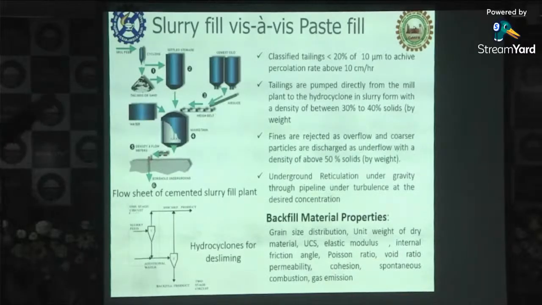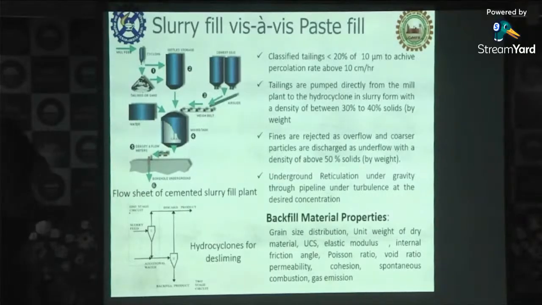So this is the main basic outline of a paste fill hydrofill plant. The material from the mill comes to the hydrocyclones. Hydrocyclones basically use the principle of centrifugal force to classify the tailings into coarser and finer particles. The particles coming out from the top of the hydrocyclone are sent to the ash tailing ponds, and the coarser particles, which are required for hydrofill, are taken into consideration for backfilling purposes.